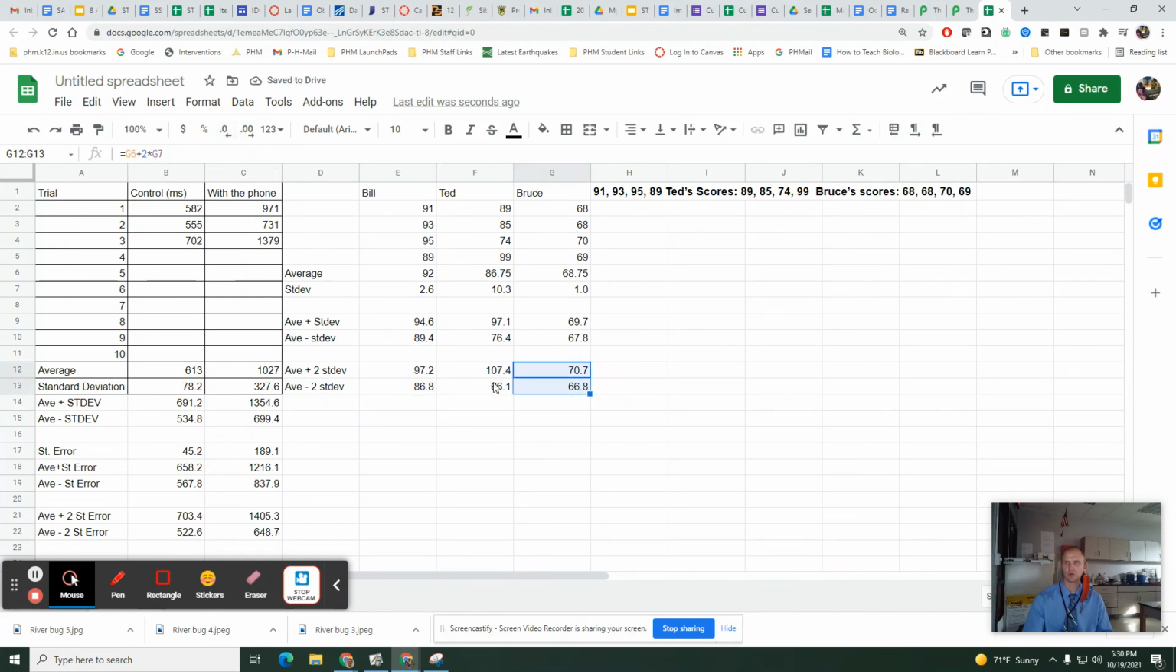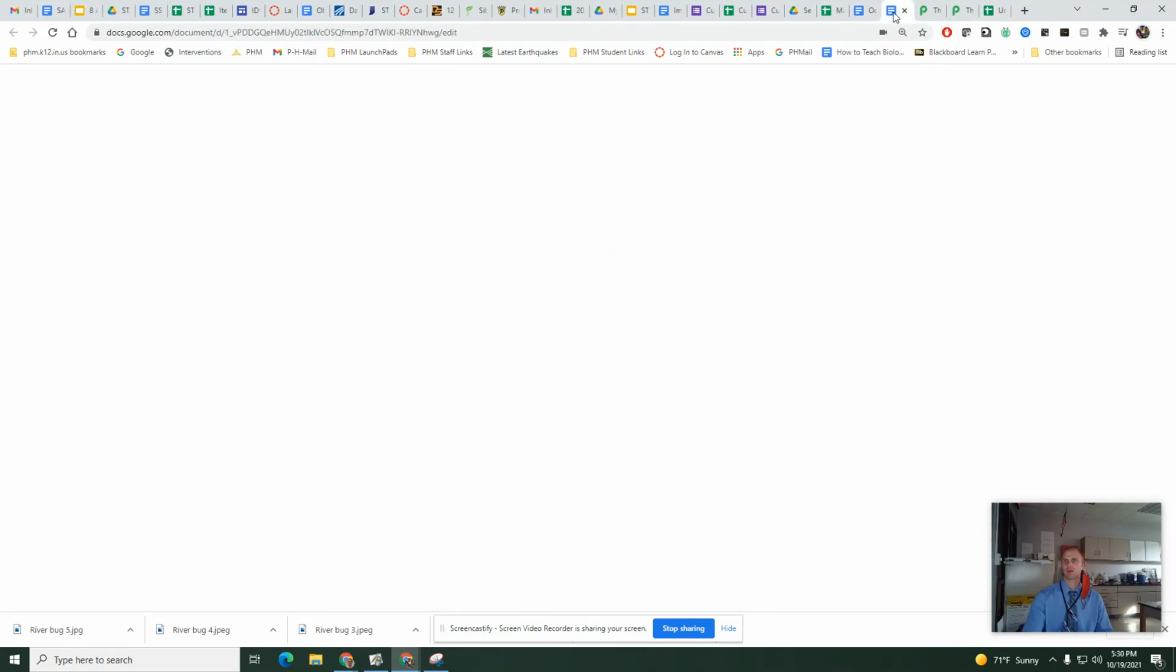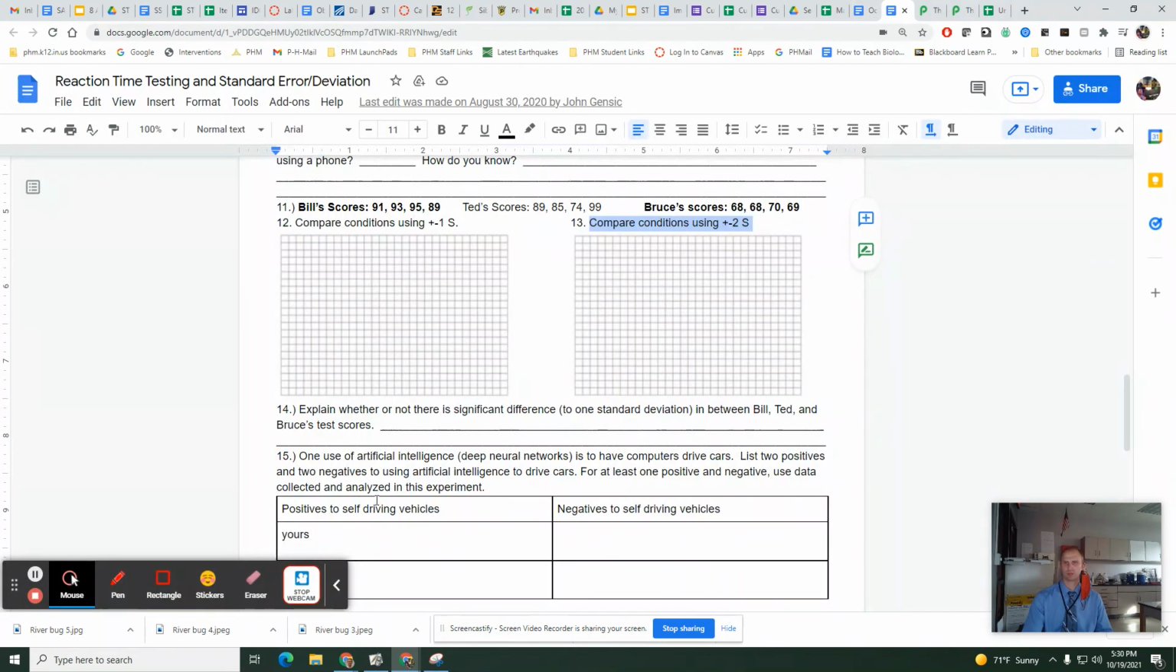And this one, ooh, okay, it looks kind of like Ted and Bruce overlap now. Ted and Bruce overlap because Ted had that 74, which makes them overlap down a little bit further when you do 2 standard deviations. But the question is only asking you about within 1 standard deviation.